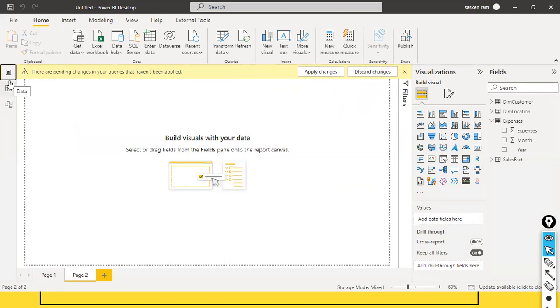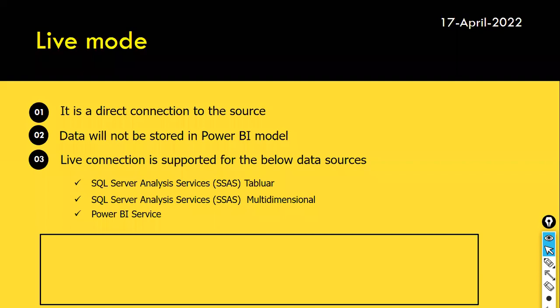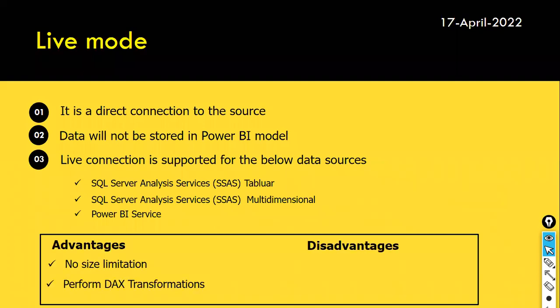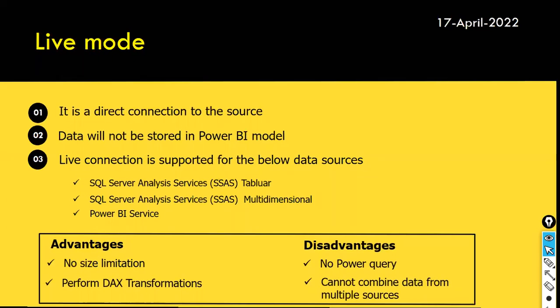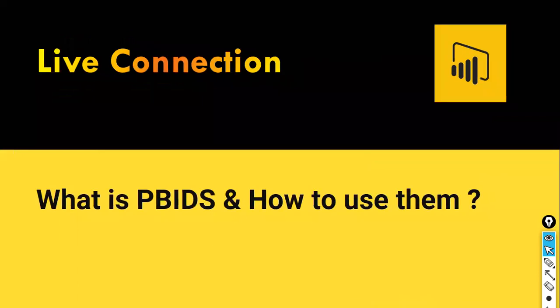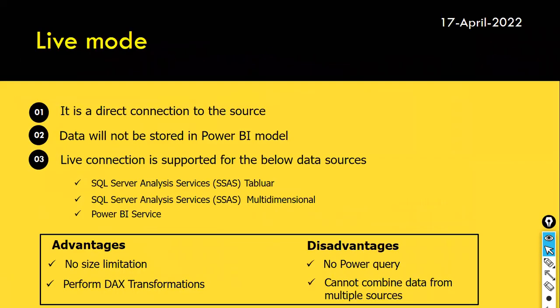What is the disadvantage of live mode? You cannot do any data transformation, and you cannot combine data from different sources. Now you understood the difference between direct connectivity mode and live mode. The next question is, which one is faster, live mode or direct connectivity mode? Compared to direct query mode, live mode is faster. Why is it faster?